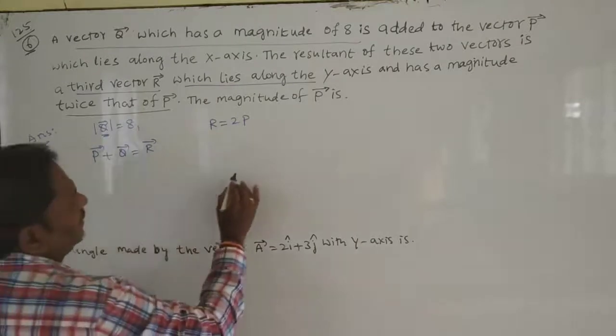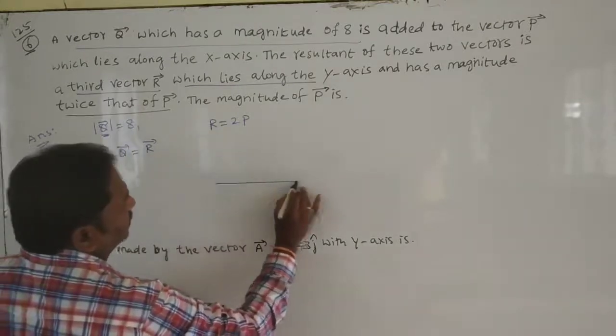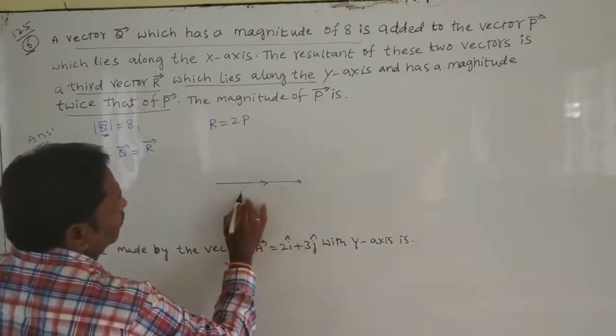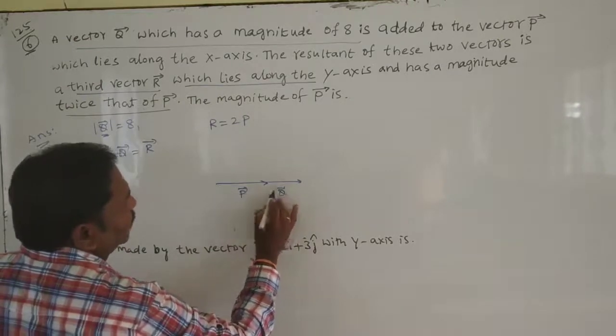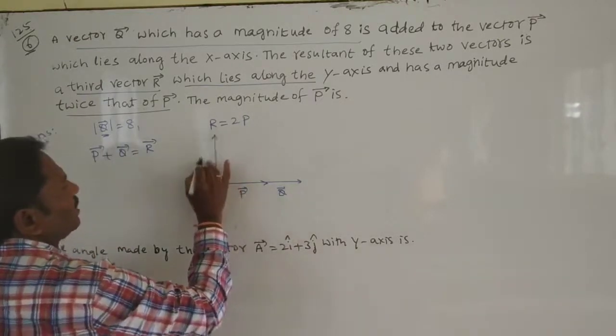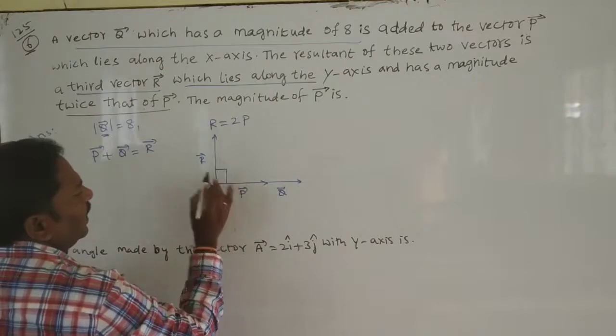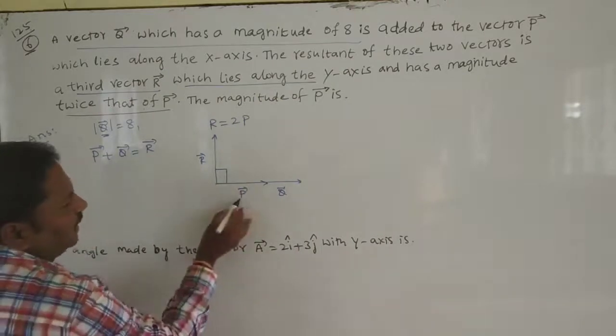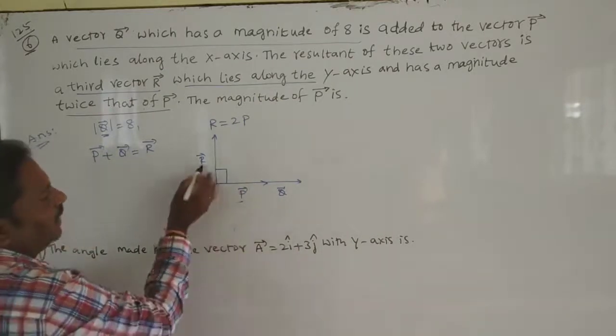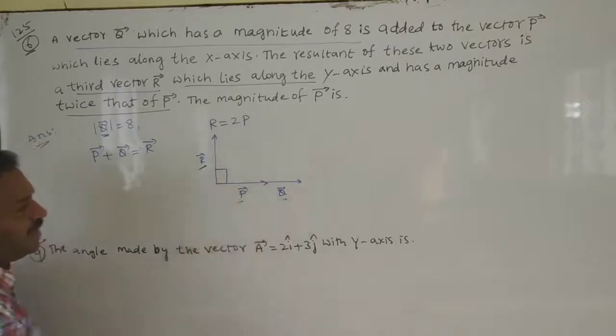So these are the vectors, like this, p bar and q bar. So the resultant is r bar. So what is the angle between them? The angle between r and p is 90 degrees. The angle between r and q is 90 degrees.